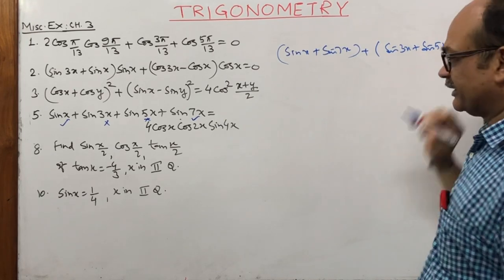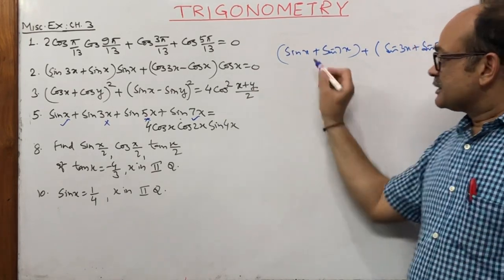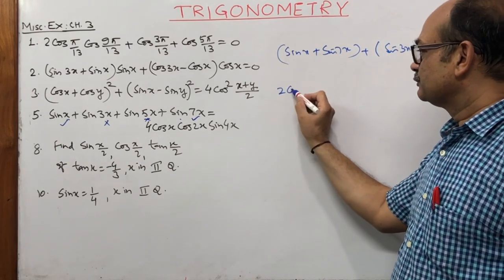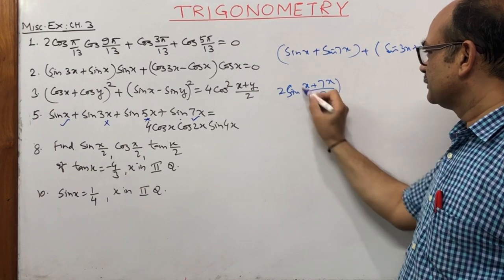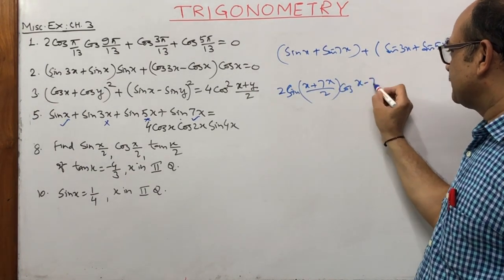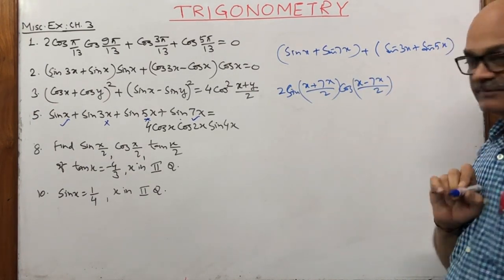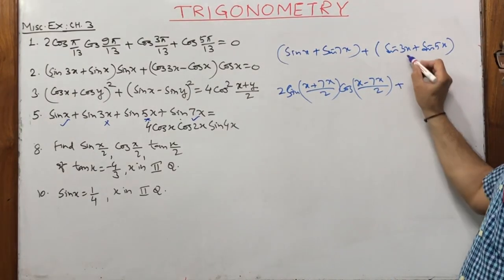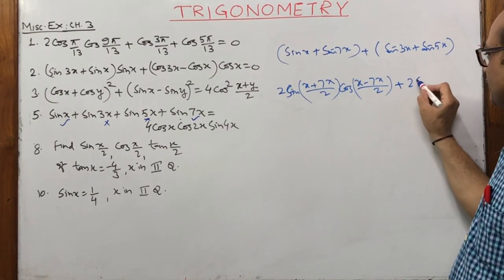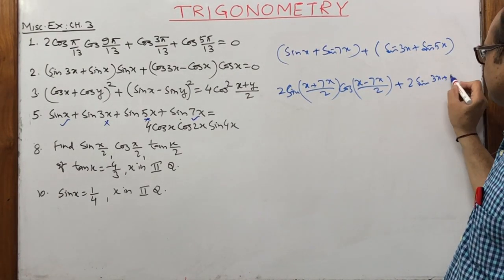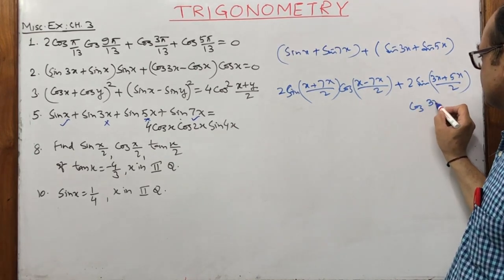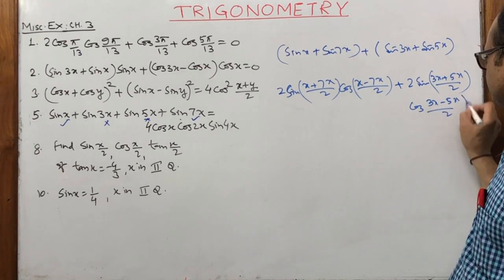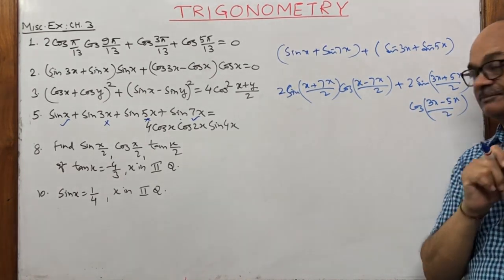ऐसे बहुत सारे क्वेश्चन मिलेंगे आपको. sin c plus sin d is 2 sin (c plus d) by 2 cos (c minus d) by 2. Again the same formula for the second pair: 2 sin (c plus d) by 2 cos (c minus d) by 2. Now what is common?